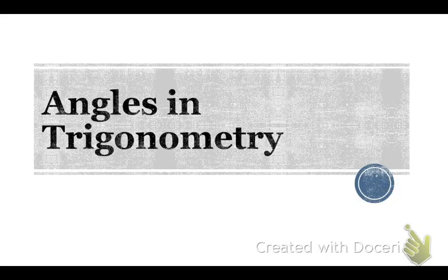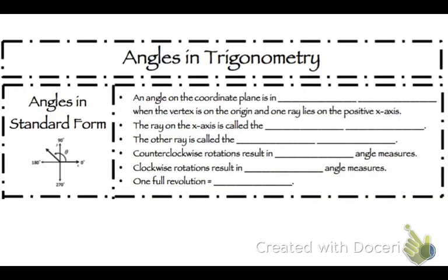Okay, angles in trigonometry. So we're working up to the unit circle. We're almost there. An angle on the coordinate plane is in standard form when the vertex is on the origin and one ray lies on the x-axis. So we always draw them like this. See how that's lying on the x-axis there? So that part. And then the other one is doing whatever it wants, and then it goes counterclockwise.